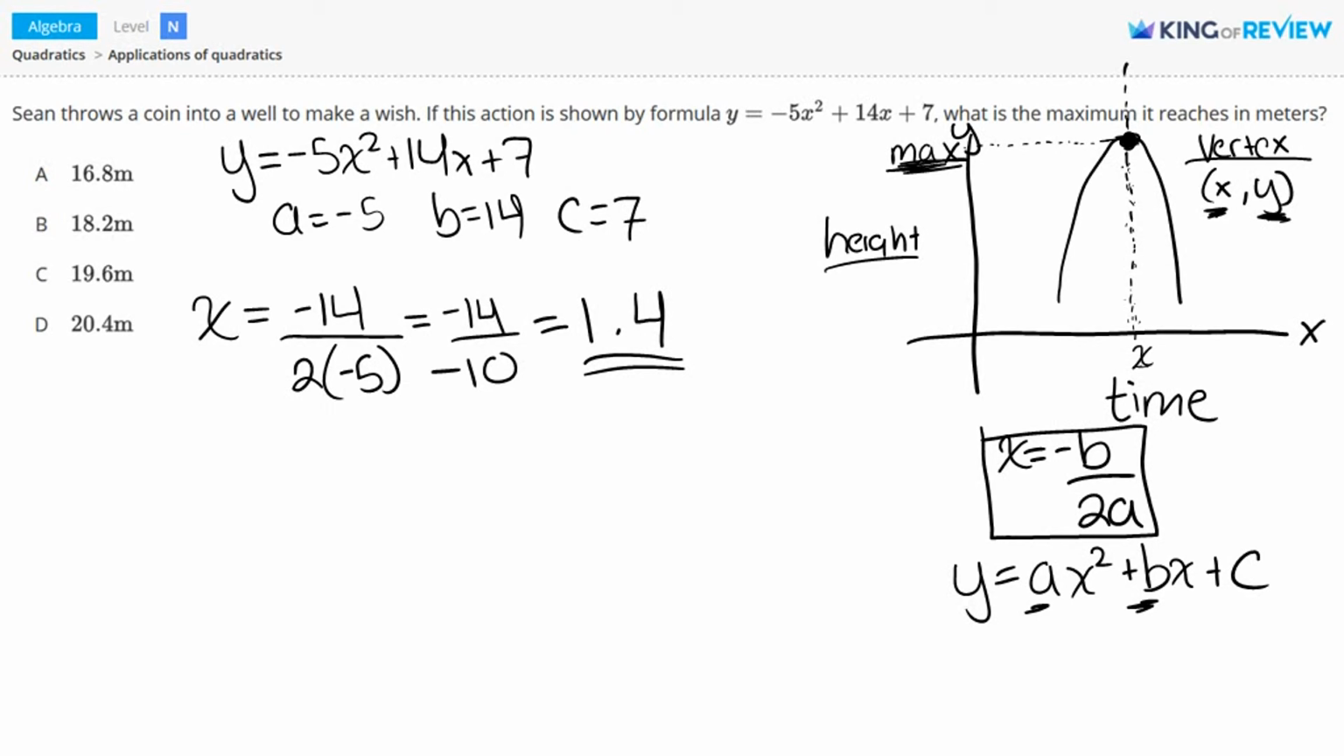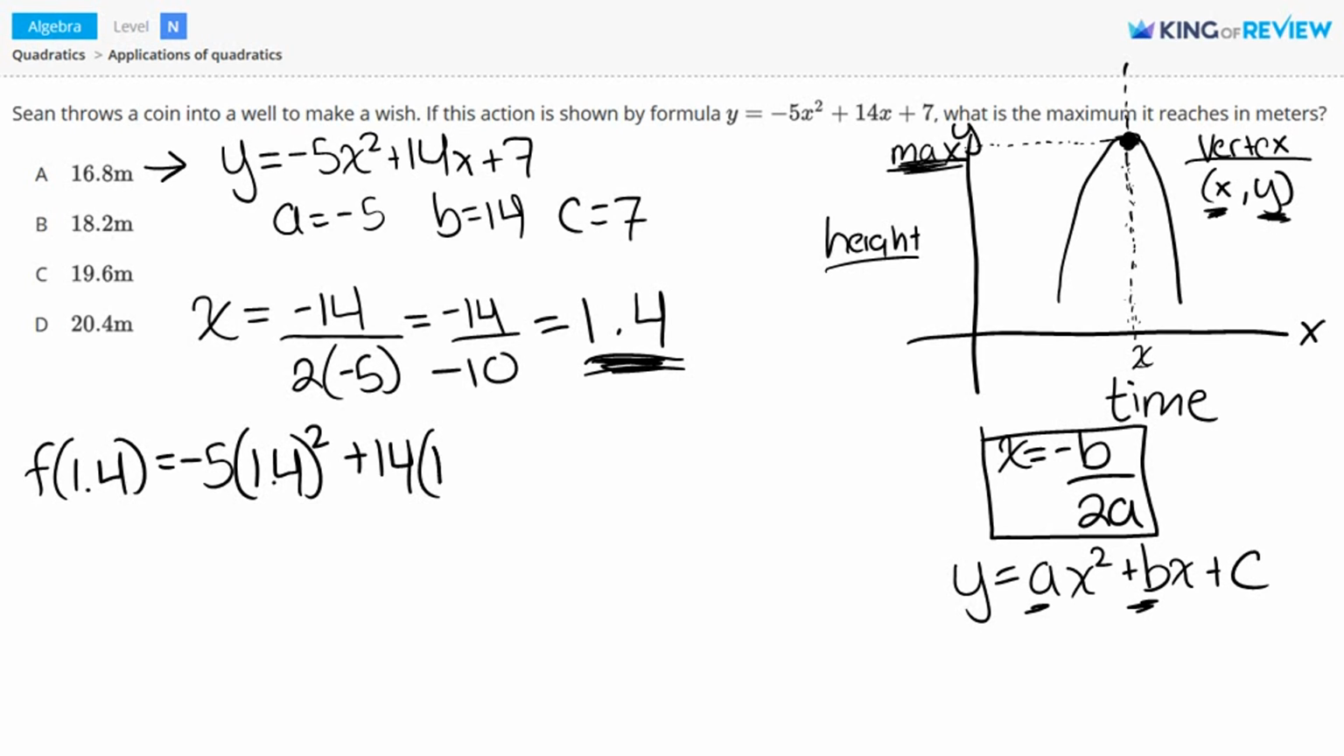Now we need to find what this y coordinate is of the vertex. We know our formula here, so let's plug in this x value into our formula. So we have f of 1.4. This equals negative 5 times 1.4 squared plus 14 times 1.4 plus 7. And this equals 16.8. So 16.8 is the y coordinate of the vertex, and it also represents the maximum height that the coin reaches. So 16.8 meters, letter A, is correct.